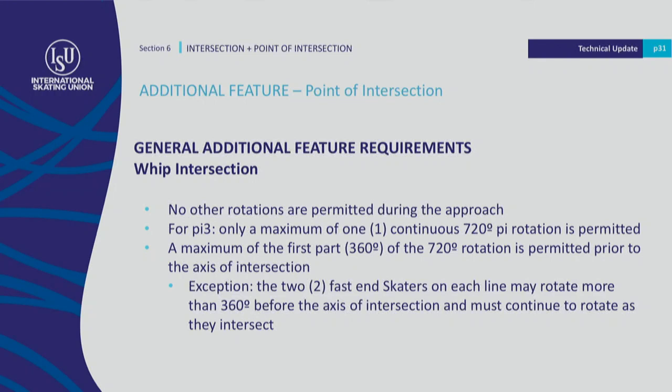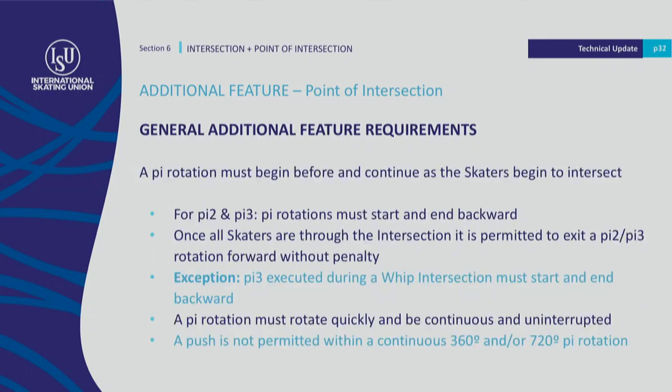Some changes have been made to the point of intersection in a whip intersection. Now we require that during approach phase, no other rotations are permitted. For PI3, only a maximum of 720 rotation is permitted, and maximum 360 of the required 720 is permitted prior to the axis of intersection, with the exception for 2 fast end skaters in each line.